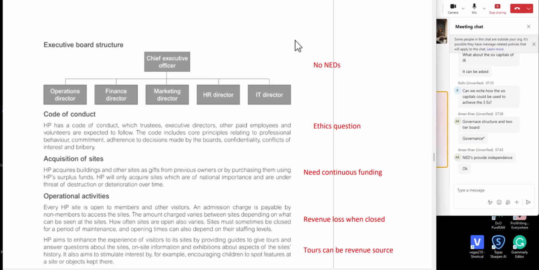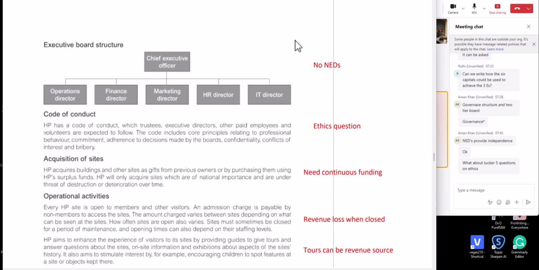Independent NEDs. So mentioning ethics again, and they mention specifically bribery, they mention conflict of interest. So I'm thinking, could they be leading towards an ethics question? Tucker's 5 questions is not on the syllabus anymore, Aman. It's been removed from the syllabus quite a long time ago. So you will not be asked about Tucker's 5 questions on ethics. It's not on the syllabus.